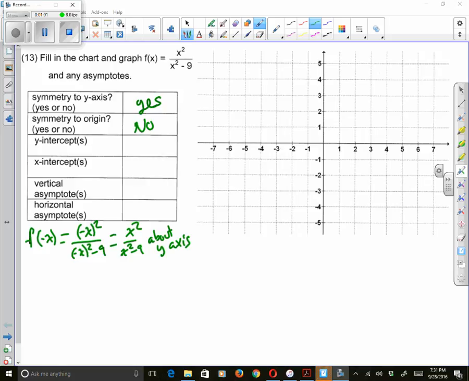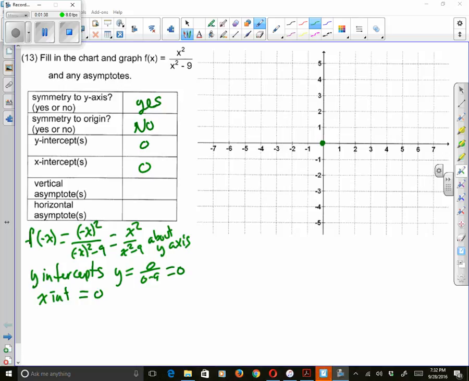Next, we're going to find the y-intercepts. Y-intercepts are easy. Plug in 0 for x. Y equals 0 over 0 minus 9, which obviously is 0. And if the y-intercept is 0, then the x-intercept is also 0. So not a whole lot of extra work to do there. So, 0 and 0. Now we're talking about the asymptotes.